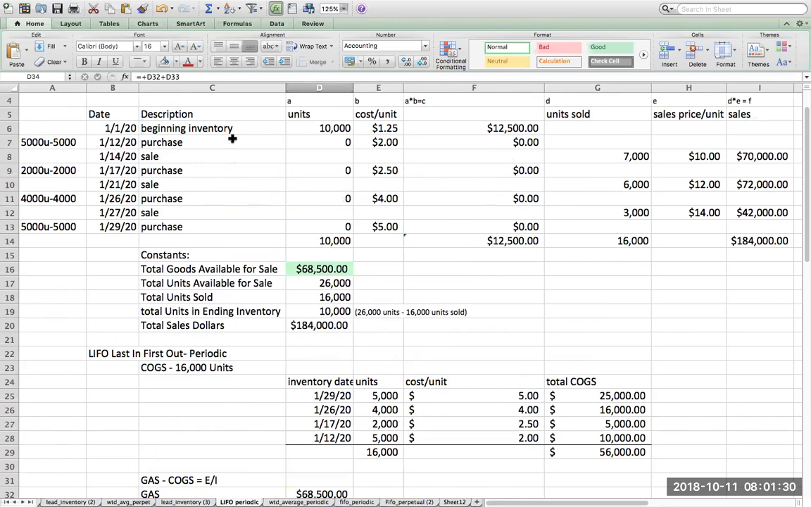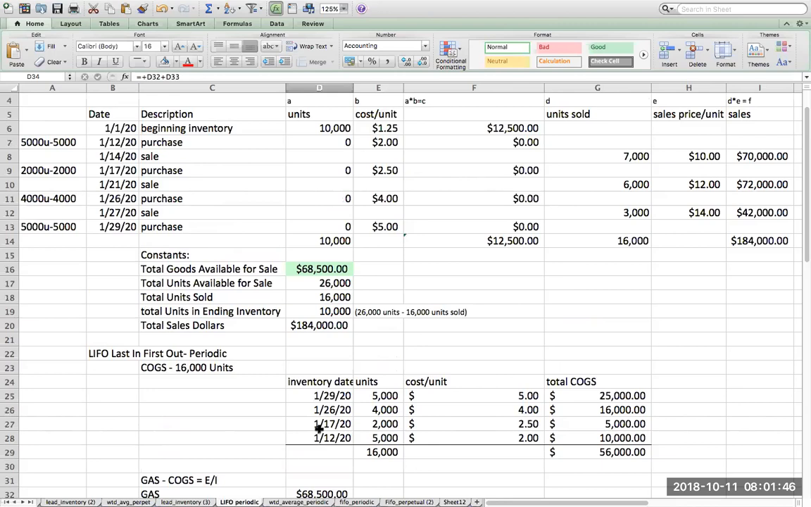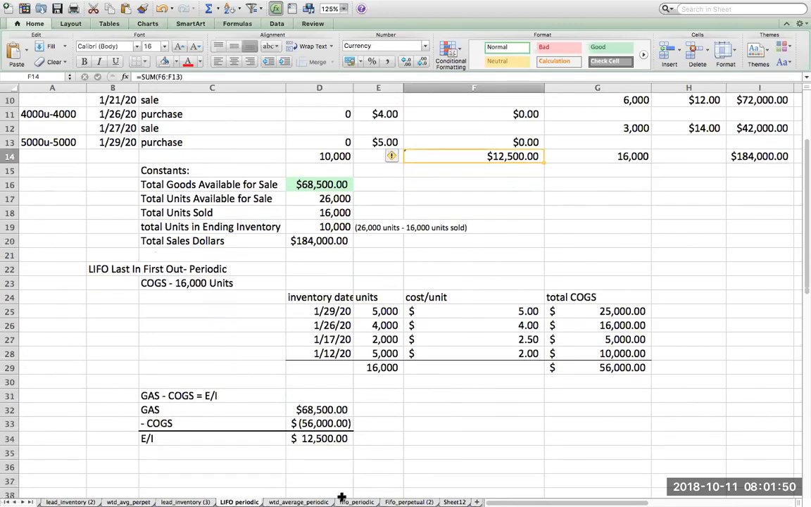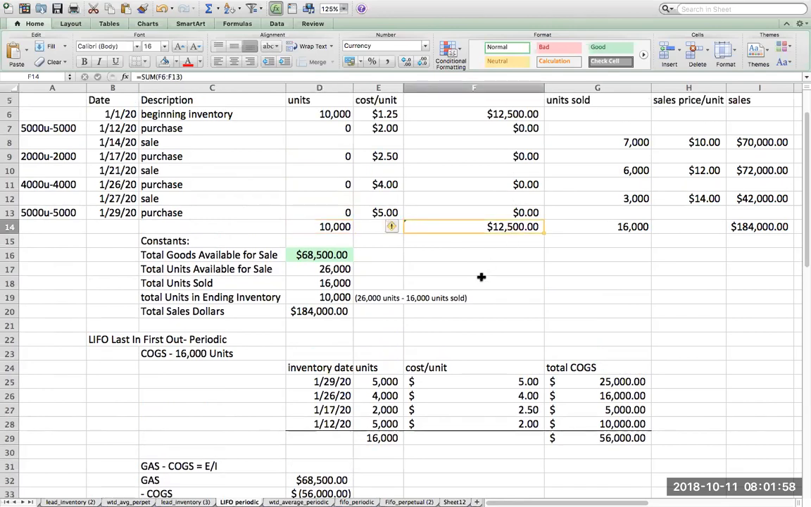When I've gone through and assigned all these items to cost of goods sold, I'm left with 10,000 units at $1.25 per unit, or $12,500. So here, I know I did this correctly because this amount matches this. I know that the 10,000 units I have in my ending inventory after everything else was sold was right here.